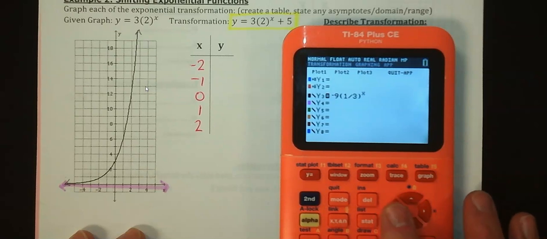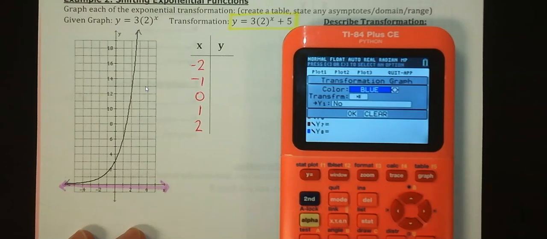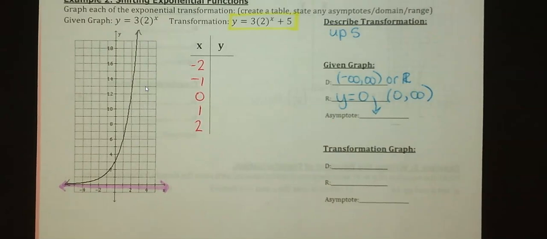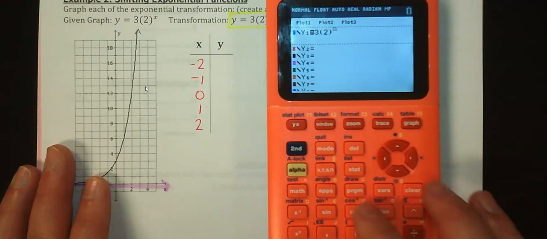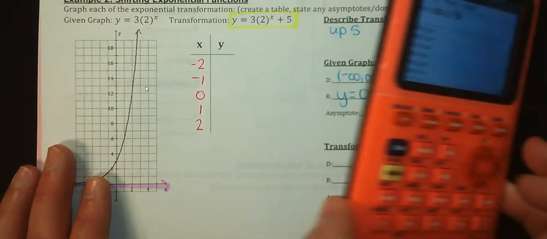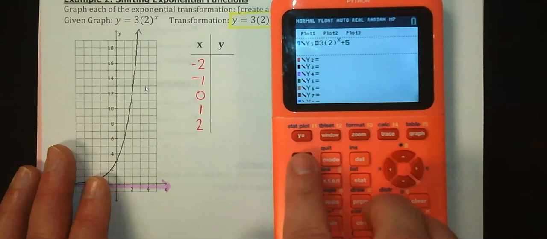Who messed with my calculator? Okay, hang on a second. My calculator's messed up. You go ahead and type that in. I have to fix my calculator real quick. If you remember, you can get to the table by hitting second graph after you type the y equals in. Okay, sorry, I had to reset my calculator. So I'm doing 3 times 2 to the x, and then you have to arrow over to do the plus 5. And then just hit second graph.